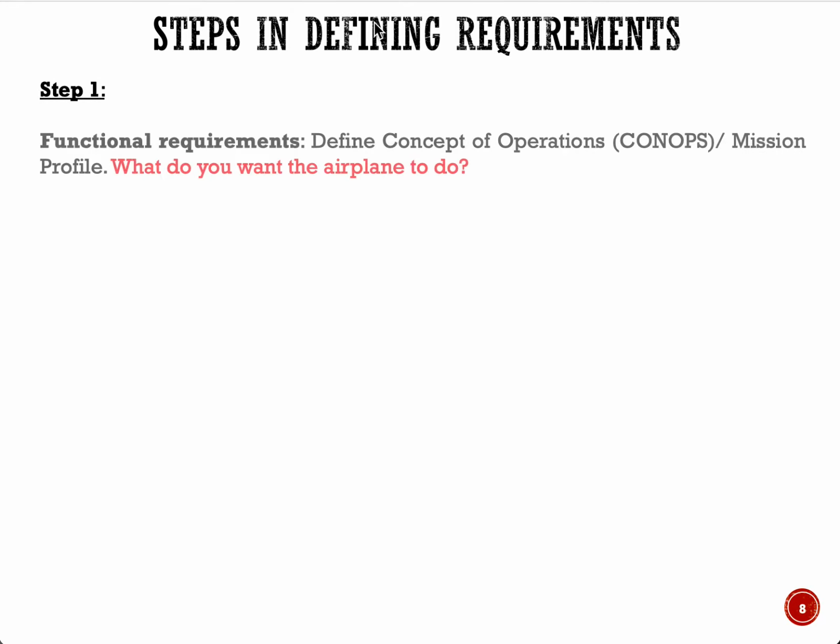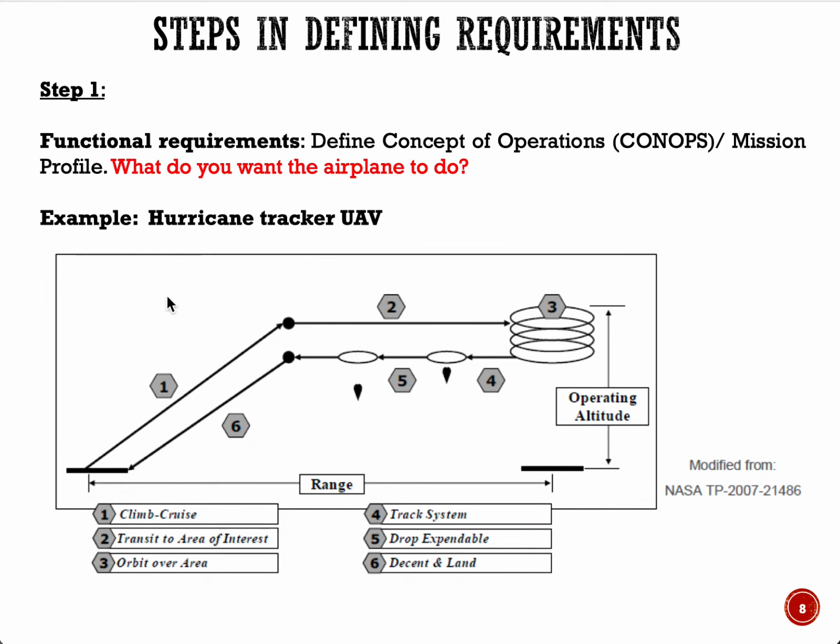Right. So step one, you have to define the functional requirements. In other words, you have to define the concept of operations, otherwise known as ConOps, or the mission profile. Basically, you have to answer this question: what do you want the airplane to do in the most specific sense, right? For example, here is a mission profile for a Hurricane Tracker UAV, right?